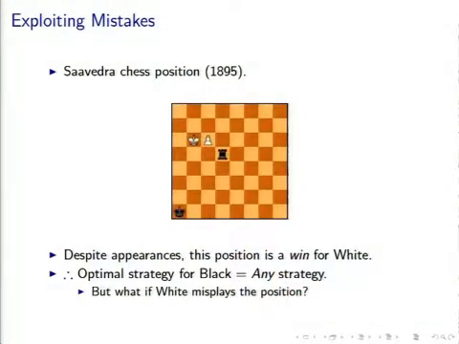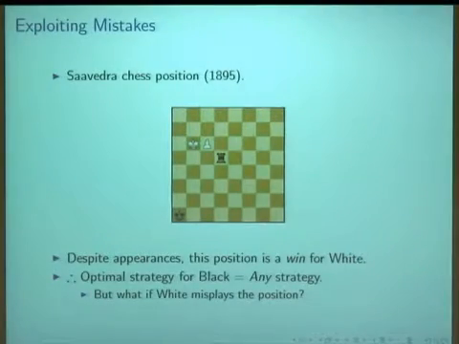To give you a slightly less trivial example, this position in chess is called the Saavedra position. Here we have the black player and the white player. The white player has a king and a pawn, and the black player has a king and a rook. And if you play chess, you know that a rook is much more powerful than a pawn. And so it would appear that in this position, this is a sure win for black. Black seems to have an enormous advantage.